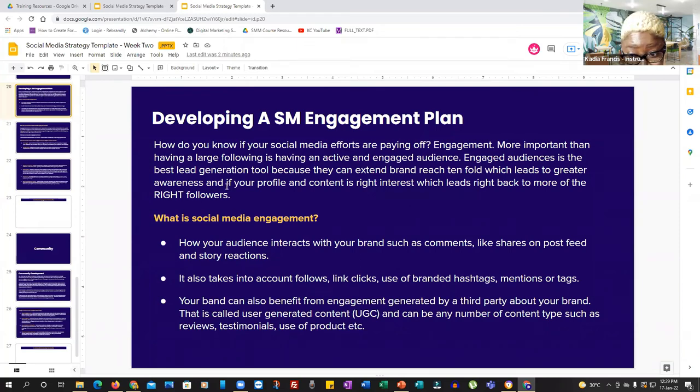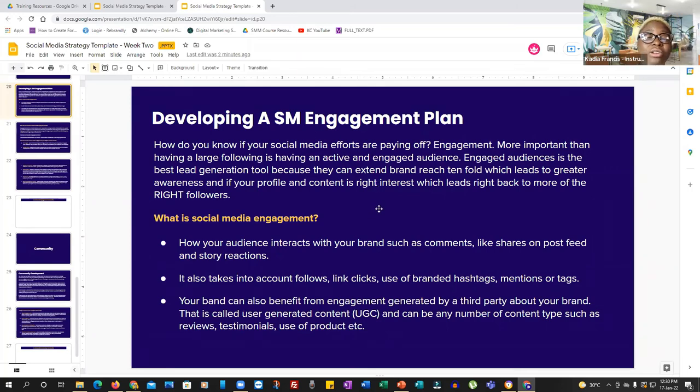And I go blah, blah, blah. And I said, the last line is, engaged audience is the best lead generation tool because they can extend brand reach tenfold, which leads to greater awareness. And if your profile and content is right, it will generate interest, which leads right back to more of the right buzz.